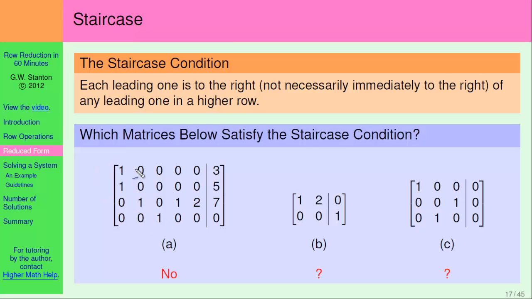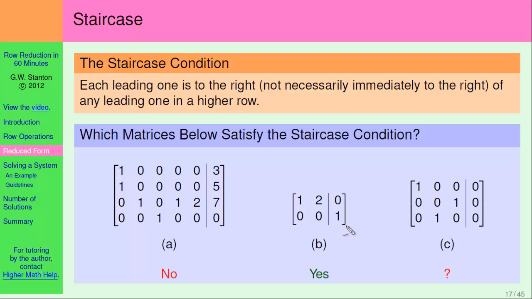What about the next matrix? Leading ones are here and here, and the staircase looks like this. Again, we have an elongated step, but this time it's okay. Let's go back and look at the description and see what it says about this type of staircase. It says each leading one has to be to the right, but not necessarily immediately to the right. In other words, our second leading one, it's 2 columns over, but that's okay, as long as it's somewhere to the right.